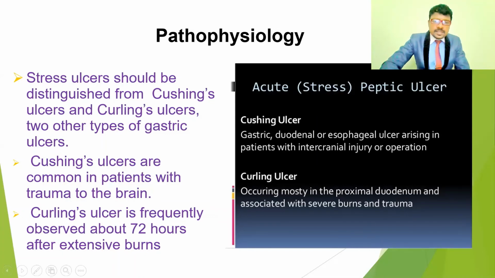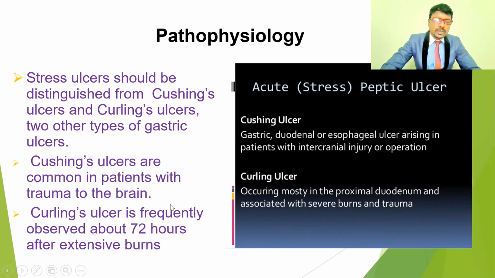Next one is stress ulcers. These should be distinguished from Cushing ulcers and Curling ulcers. Cushing ulcers are gastric, duodenal, and esophageal ulcers arising in patients with intracranial injury or operations, that is, those who have brain injuries or brain tumors. Curling ulcers occur in those with septic shock, burns, or multiple organ trauma. They occur in the proximal duodenum and are associated with severe burns or trauma. These are the different types of ulcers.